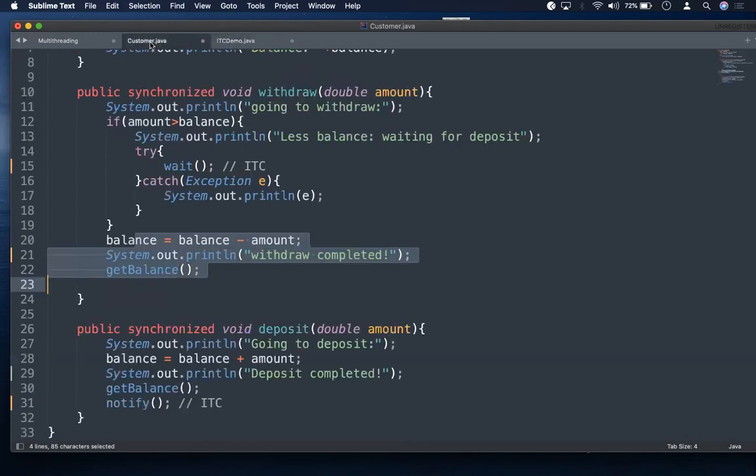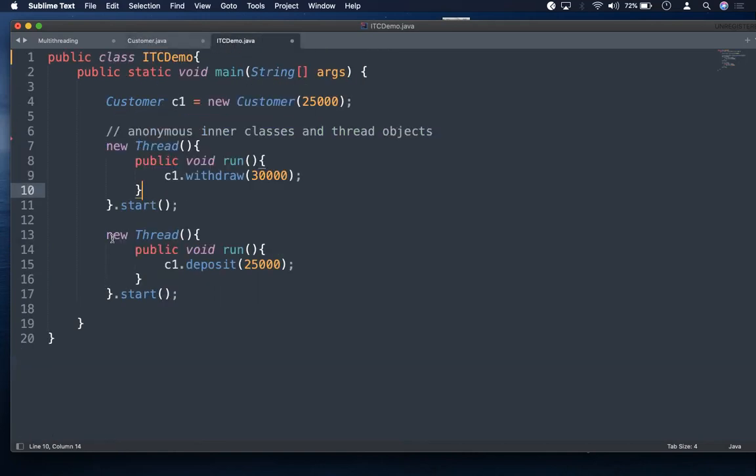So that's what happens here. It finds that the amount is 30,000 and the balance is 25,000, which is less, so it's waiting for the deposit and calls the wait method. When it calls the wait method, there is another thread. This is the other thread.